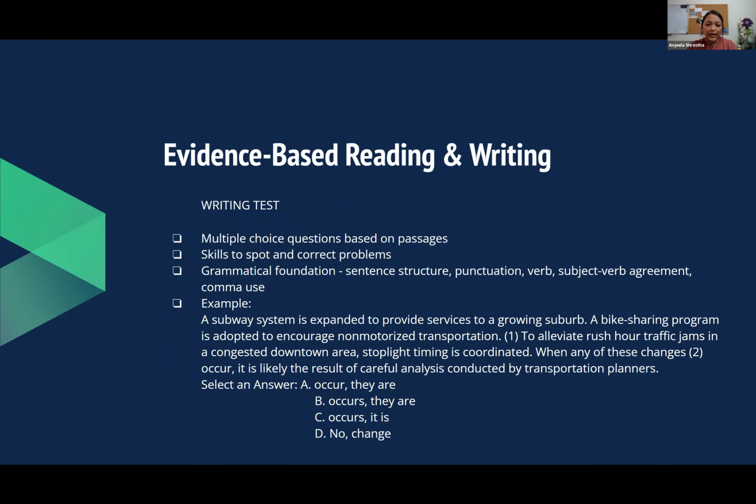Okay, so now the writing test, which is also under evidence-based reading and writing. This is also multiple choice questions based on passages. This particular section is heavily based on your grammatical foundation. So you will have to spot problems and correct those problems: sentence structure, punctuation, subject-verb agreement, and commas. All those good stuff from grammar that you will be using for this section.